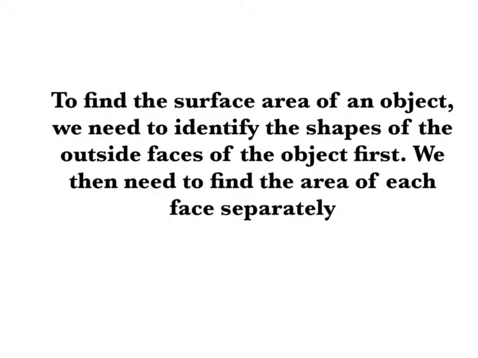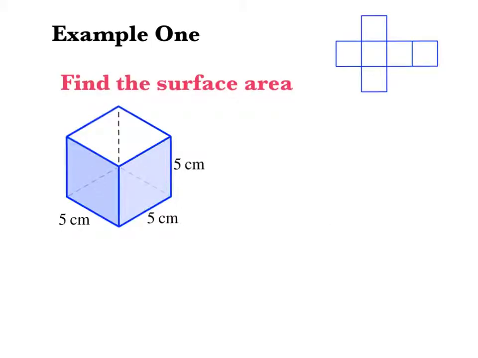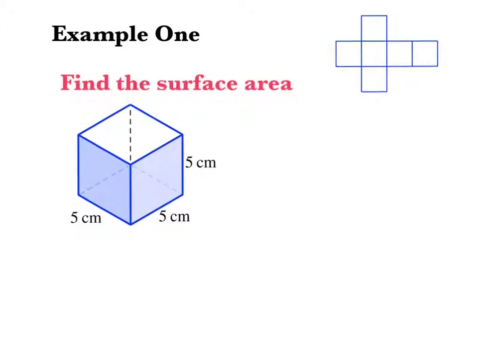So the first thing is identifying. The second thing is being able to calculate how many faces there are by looking at a diagram. It takes a little bit of spatial awareness. So let's have a look at the first example. It says, find the surface area of this object below that I've written here.